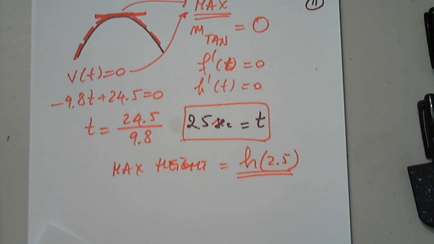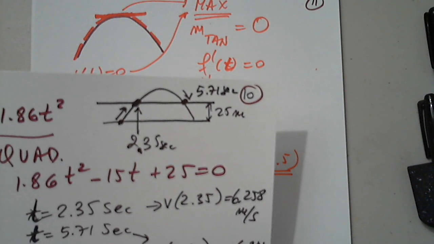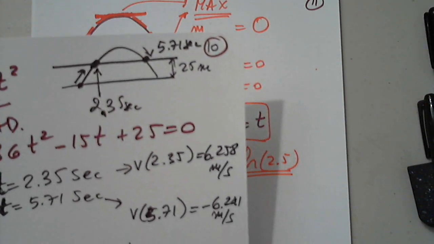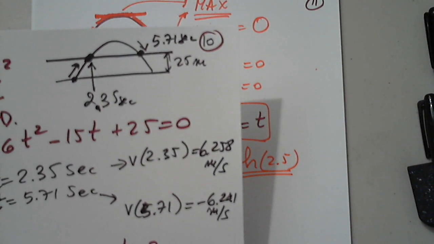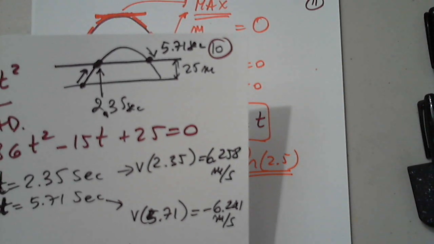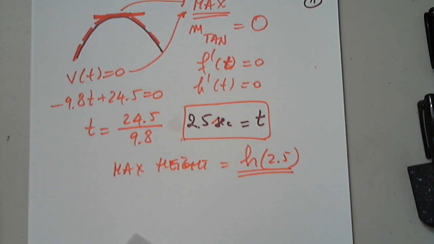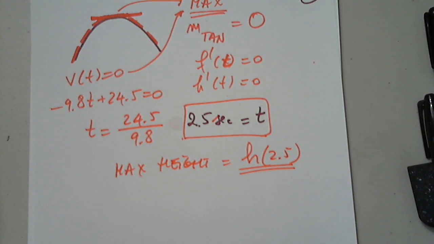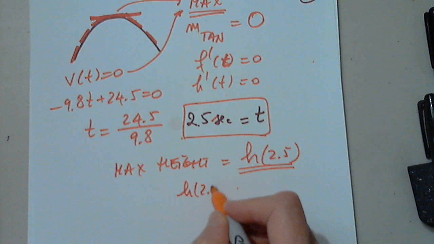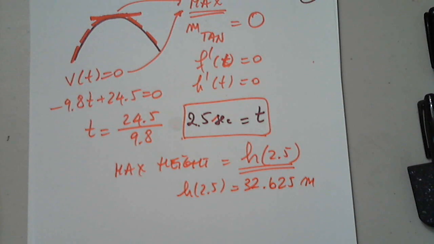So I'll share my screen again and go to this, plug it in, and it was negative 4.9t squared, and then plus 24.5t and plus 2. And I want to plug in 2.5 in this. And that would be the maximum height, the function value. So h of 2.5 is 32.625, and this is in meters.